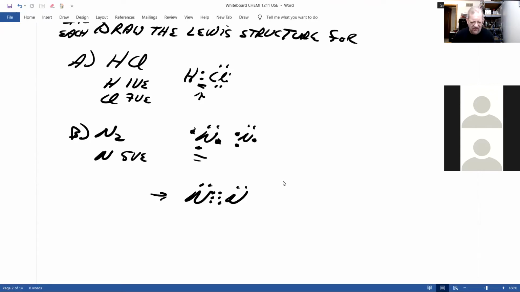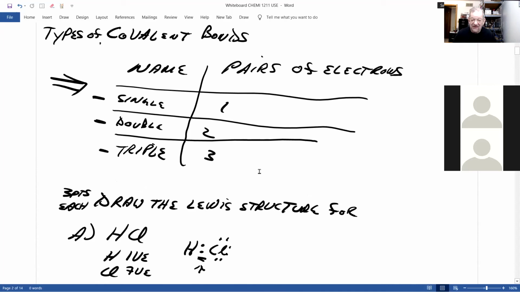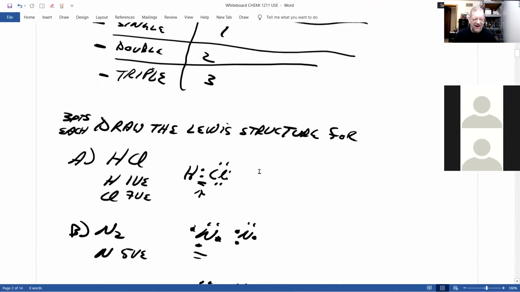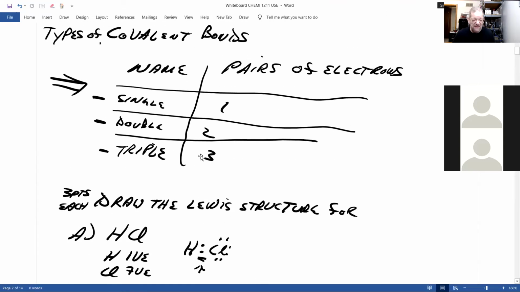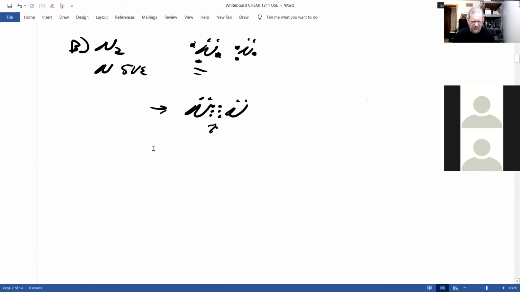And I would ask you, what type of bond holds the 2 nitrogen atoms together in nitrogen gas? Hint, hint. And the answer is 3 pairs of electrons. Remember, a pair is 2. That's a triple bond. Know something? I've got to share the fun.